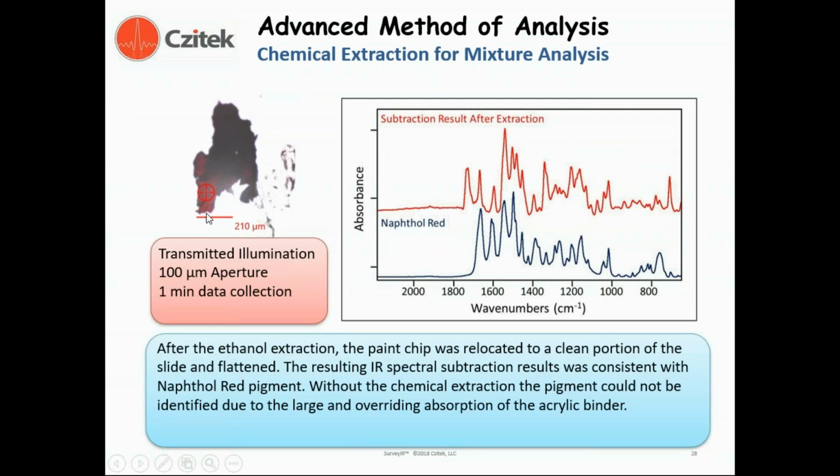If we go back to the paint chip in this area where we've extracted the binder away, we can get a contribution which is mostly due to the pigment. Although that paint chip was very, very brilliant red, the concentration of pigment is actually quite low, and we cannot see much contribution, if any, from the pigment in the spectrum of the paint chip, which has not undergone this kind of separation or manipulation.